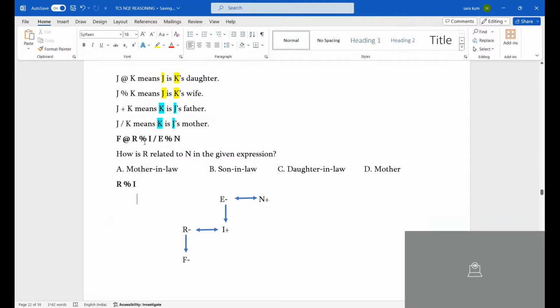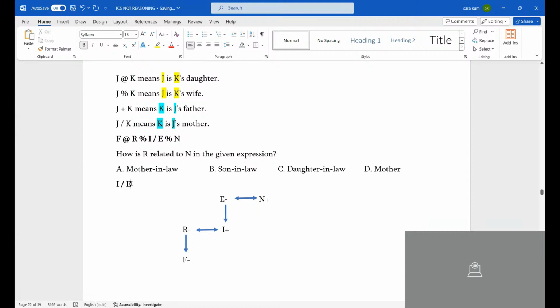So the next one is I division E. Now what it means is, J division K means K is J's mother. So here E is I's mother. Because E is I's mother, you can see I've drawn it like this. E is I's mother. Okay, and they've interchanged K and J, guys. So watch this carefully.